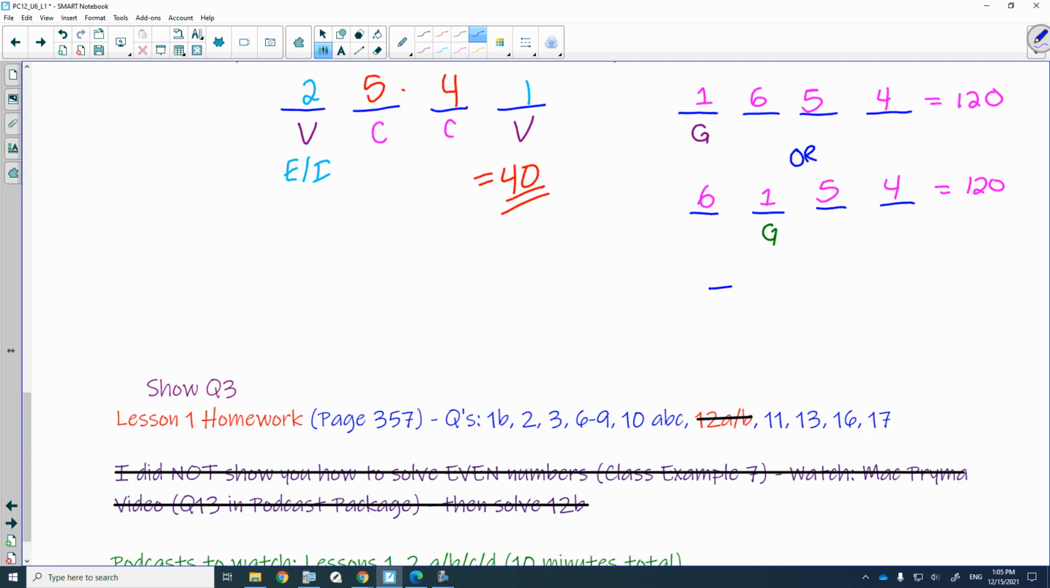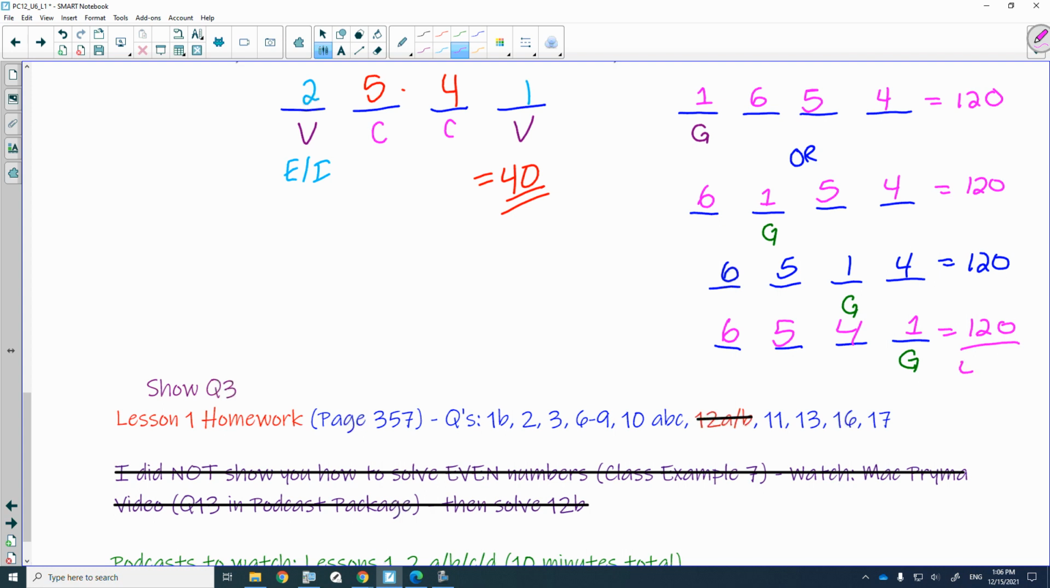Or the G could be at the third stage, 1 G, 6, 5, 4, 120 different ways. Or the last possible combination is the G's in the last stage. So again, there's only one G, but then there's 6 remaining letters that I could choose to go there, 5 and 4. So 120. Because this is an or question, you're adding 120, 120, 120, 120, or 120 times 4, and you're getting 480.